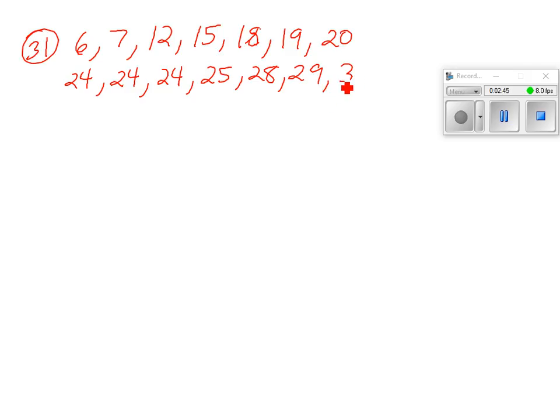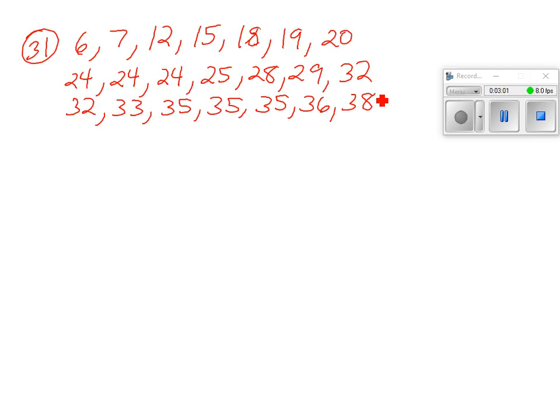30? 32. 32. 33. 35. 36. 38. 39. 40. 41. 42. 47. 48. And 51. 51.